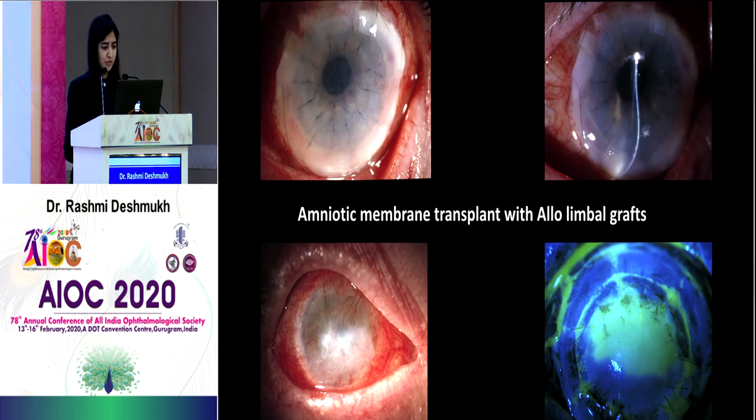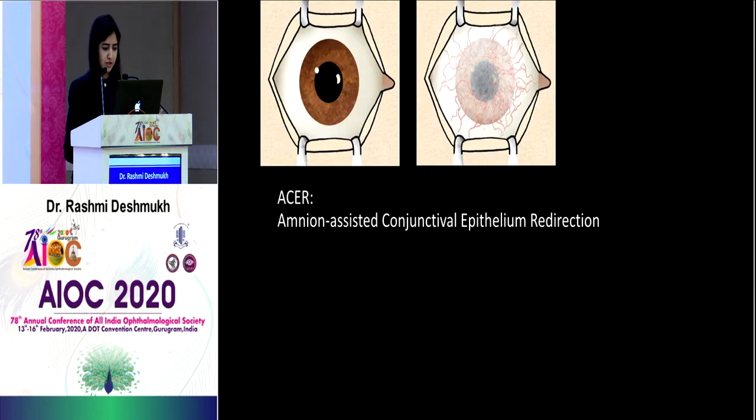And a brief note about amniotic membrane transplant with limbal grafts. This is a technique which Professor Dua has published. It's called ACER. It stands for amnion-assisted conjunctival epithelial redirection. And as the name suggests, the amniotic membrane is used to redirect the corneal and the conjunctival epithelium. So the surgery is done such that the conjunctival epithelium grows over the amniotic membrane and corneal epithelium grows under. And I'll just briefly tell you how it's done.